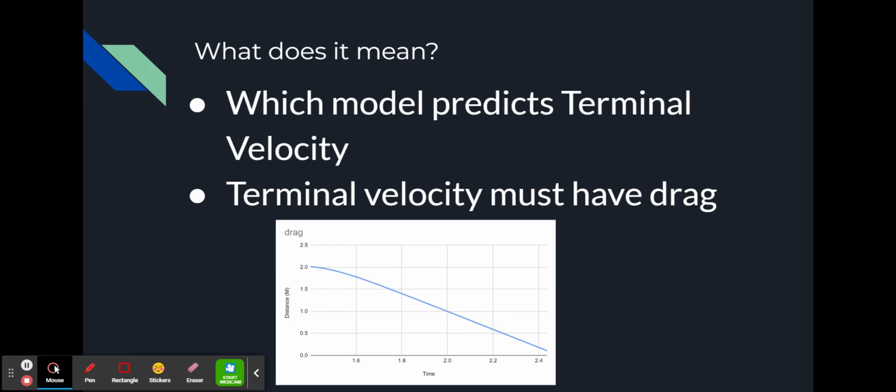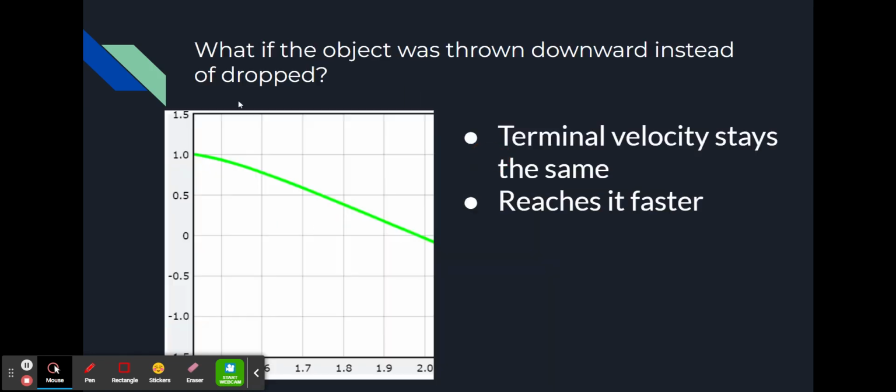Because to get a terminal velocity, it has to be the max velocity that it can possibly go. So basically, the gravity and the air resistance even out, and that gives us its max velocity, which is our terminal velocity. So therefore, only the simulation with drag would have terminal velocity.